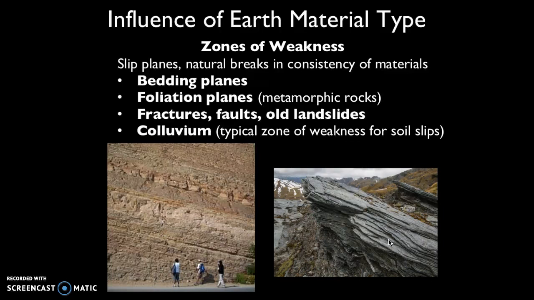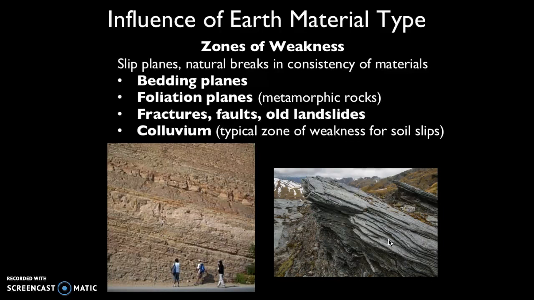Other very common zones of weakness are going to be fractures, faults, or even old landslide planes, if you would. If an earthquake is active and it creates a fault or even just a small fracture, and again there are enough driving forces to drive the material downslope, then the movement is going to choose these zones of weakness, this fracture or fault, to reoccur there.